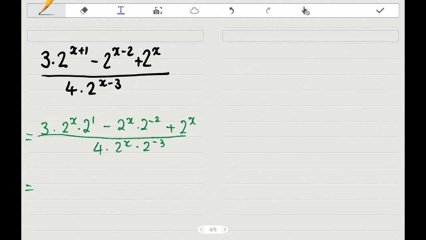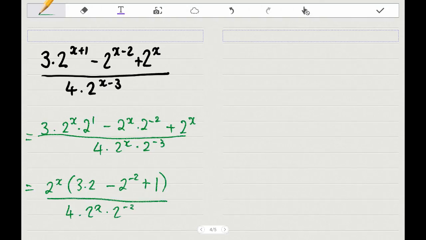Now look in the numerator, there are 3 terms. Terms are separated by subtraction and addition. So there's 1, 2, 3. So what's common between these 3 terms? Well, it's the 2 to the power of x. And what's left is 3 times 2 minus 2 to the power of minus 2 plus 1. When we divide by the same thing, all over 4 times 2 to the power of x times 2 to the power of minus 3.